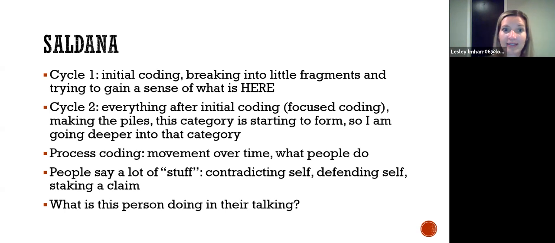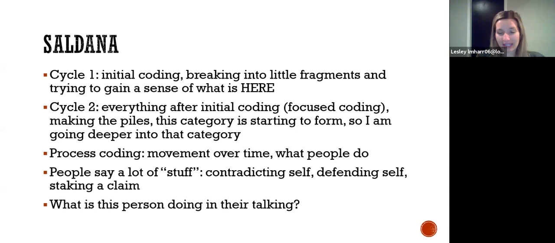So cycle 1 coding is the same thing as what Charmaz is talking about. It's called initial coding. So what he's saying is you're breaking your data into little fragments and trying to get a sense of what's here. It's basically like you're laying everything out on the table. Later on, cycle 2 coding is everything after initial coding, or focused coding. That's where you make piles and a category is starting to form. So that forces us to look deeper into the category using additional analytic strategies.